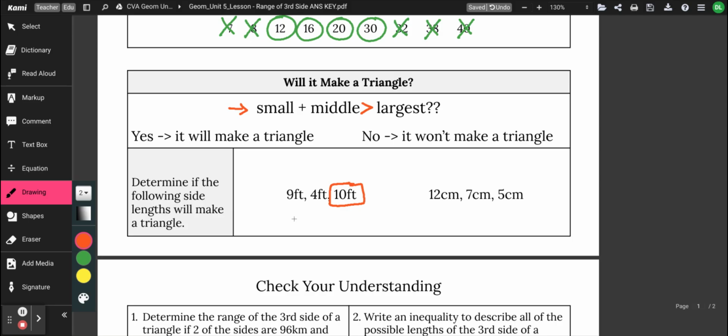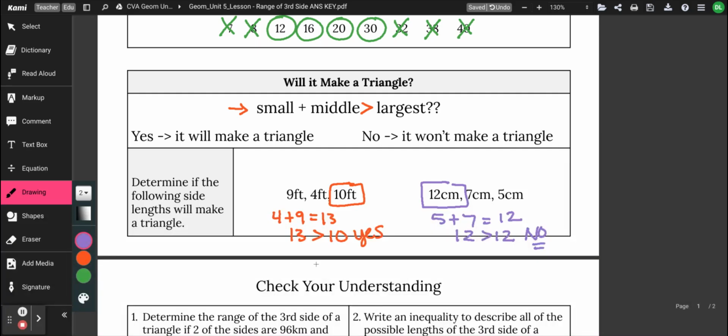So we're going to add the two smaller ones, and be careful because they don't always put them in order for us. So we're going to say 4 plus 9, and that equals 13. Now I'm asking myself, is 13 greater than 10? It is, so yes, we're going to have a triangle. Let's look at that again. Find your biggest side length, add the other two. 5 plus 7 is 12. Is 12 greater than 12? Well, no, it's equal, so we would say no. That means we do not have a triangle.